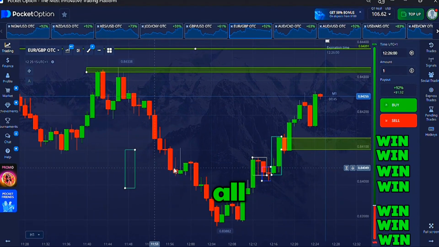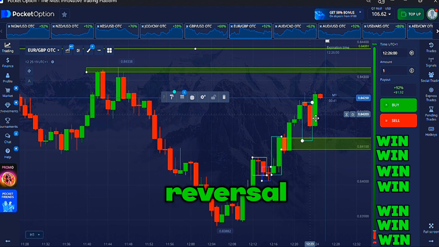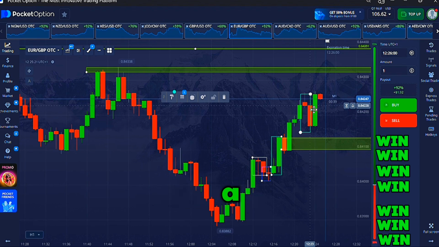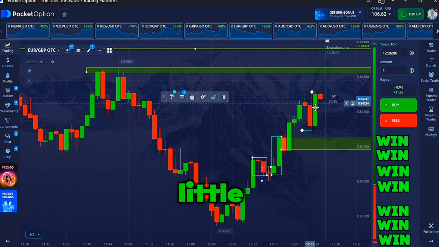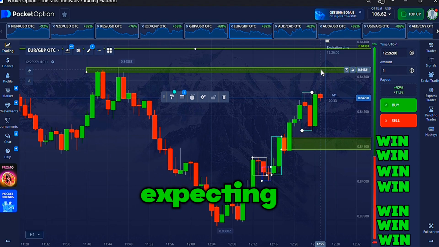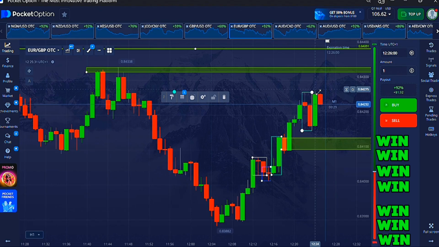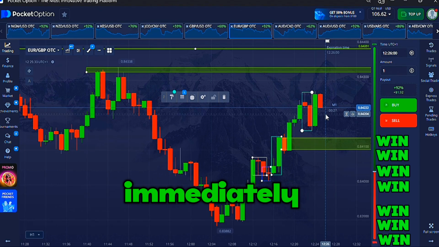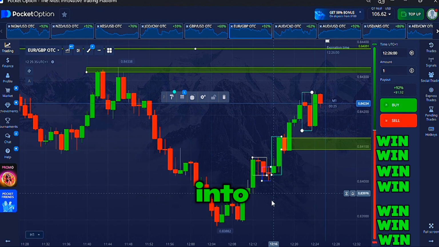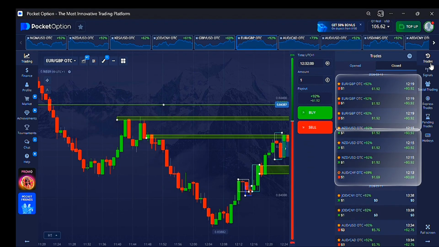It's not in all scenarios, but it usually gives reversal. When you have a big candle or a little candle followed by a big candle, it gives reversal. So I was expecting this candle to come down a bit, so that I'll go in for a buy on the next candle, but it retraced immediately without coming into our level, so we missed this trade. And today overall we took 7 trades, and all 7 were winning trades.